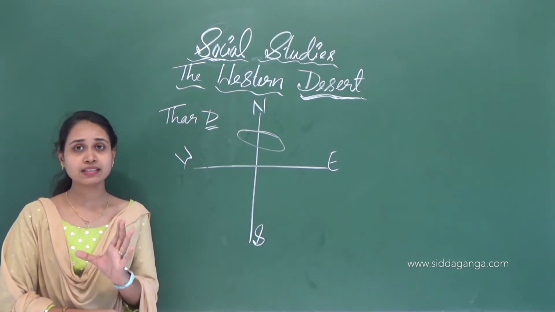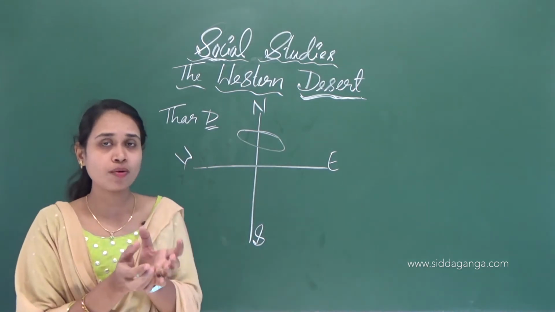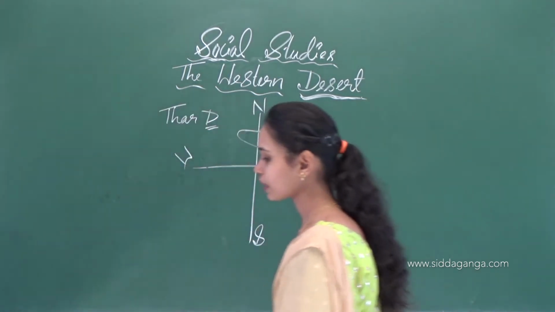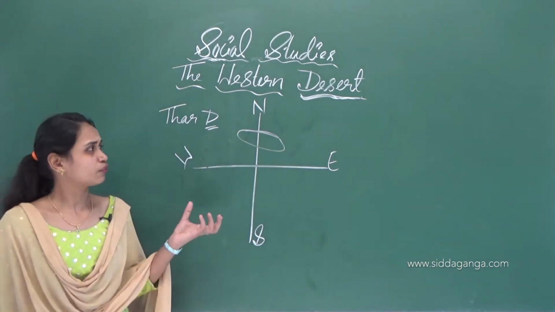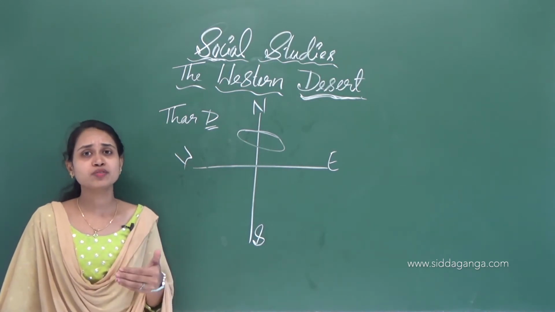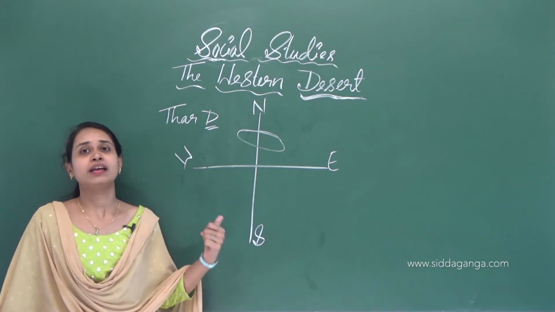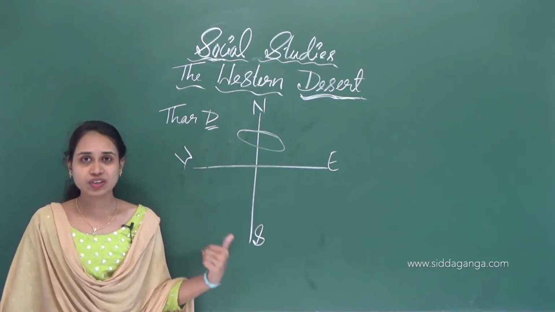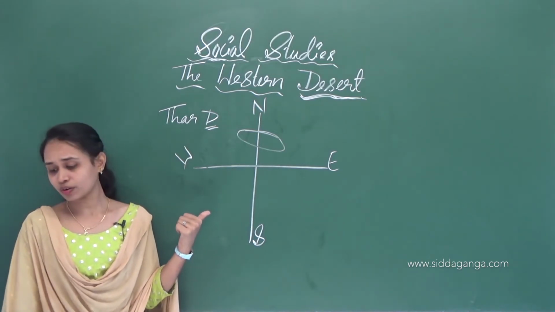These hot and dry sands move from one place to another place, and they form sand dunes. Okay, so there are very few streams in the desert. In the beginning, I already told you there is less vegetation and also less rain. So here we can only see a few streams.